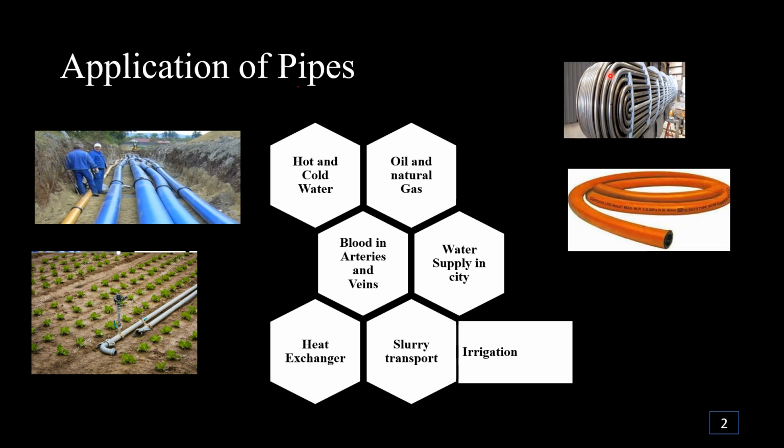In a shell and tube heat exchanger there is a large number of tubes present, which are used to flow one of the fluids. Next are the big pipes you see laid all over the cities in order to transport drinking water and water for irrigation. It is used for slurry transport, but the most important one is the blood vessels present inside your bodies in the form of arteries and veins, in which your blood is traveling. So these are also a kind of tubes that are present inside your body.